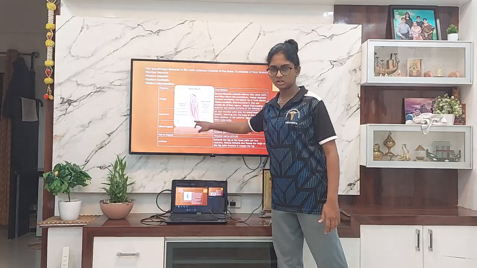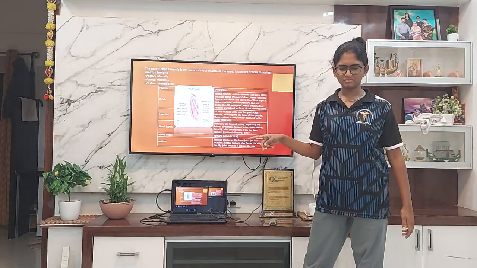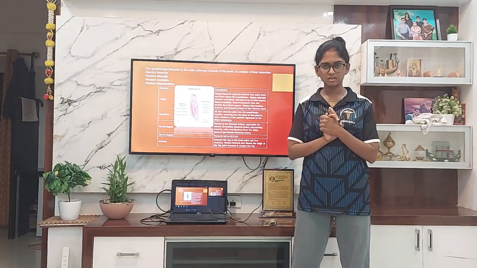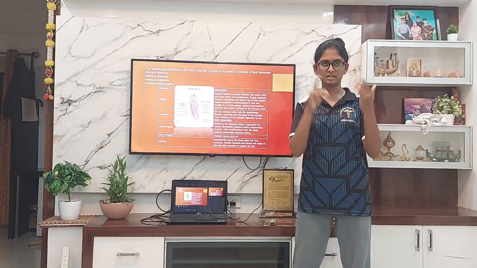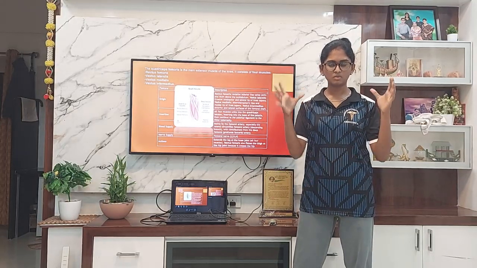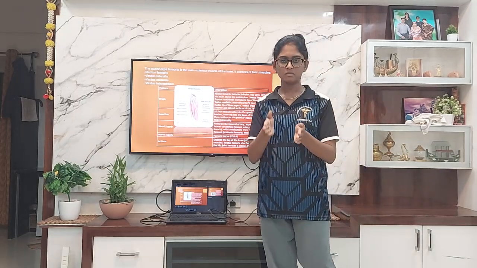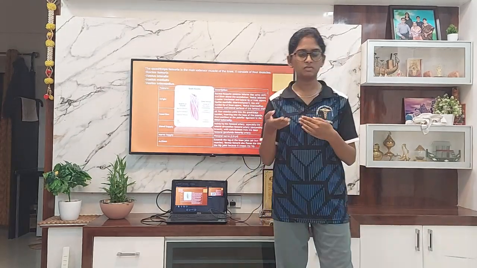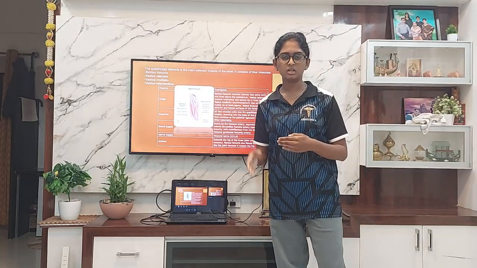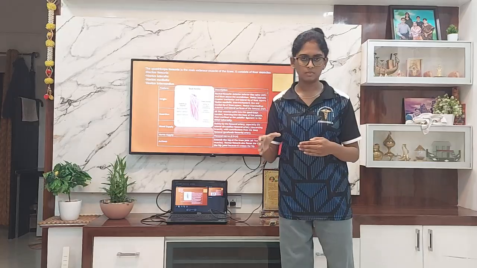Then the insertion of the quadriceps femoris. All four muscles, that is rectus femoris, vastus medialis, vastus lateralis, and vastus intermedius, come together and unite to form the quadriceps tendon, which then attaches to the base of the patella, and this continues as the patellar ligament into the tibial tuberosity. So this is the insertion of quadriceps femoris.